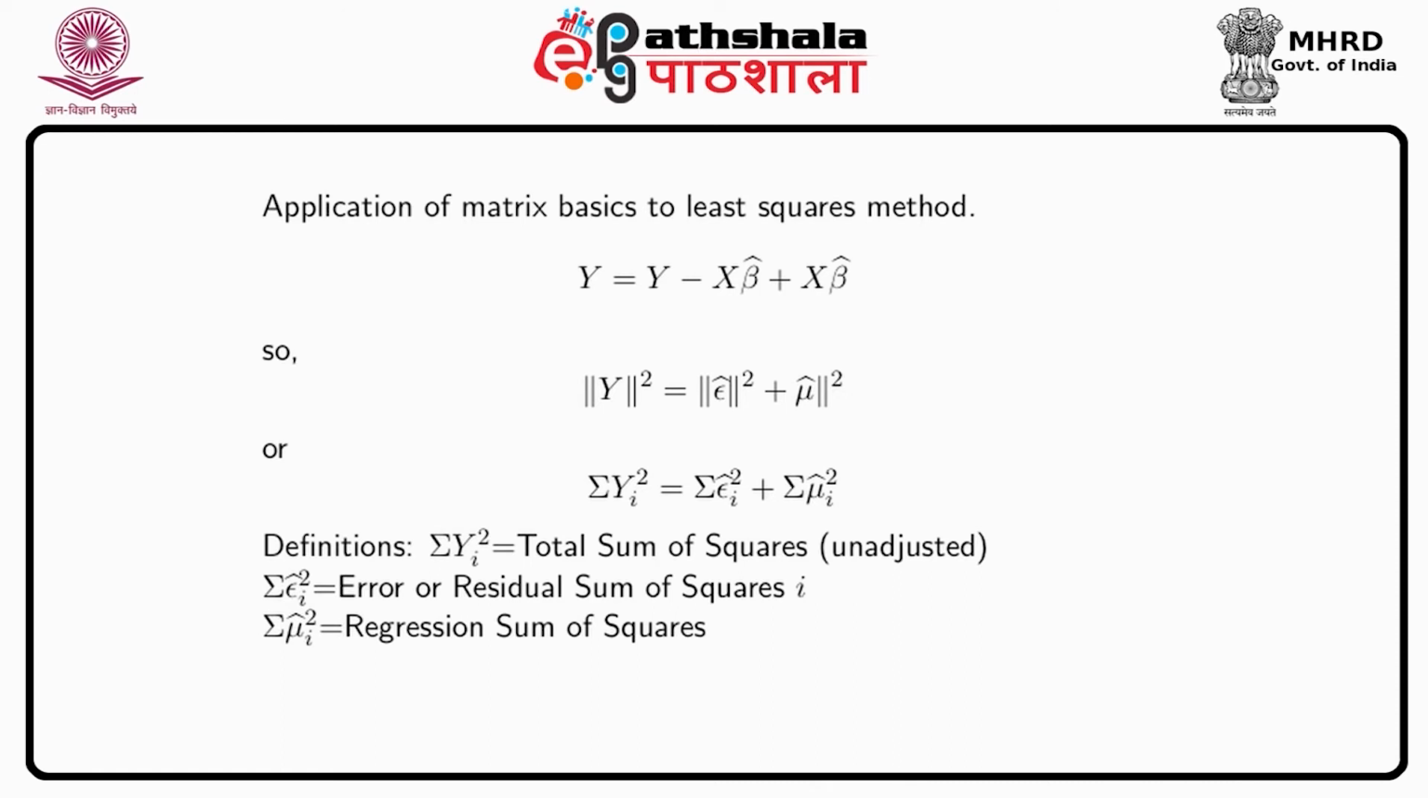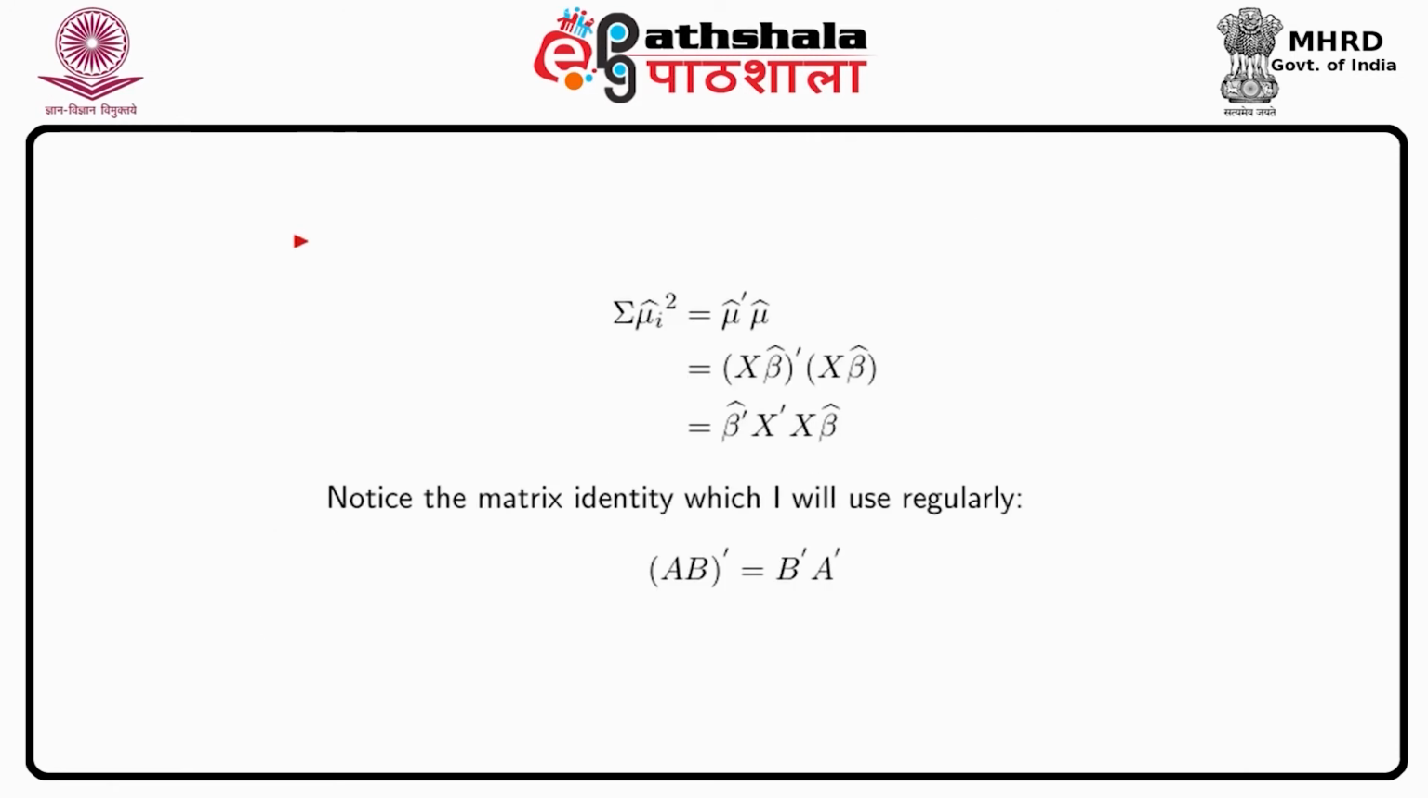So summation yi square equals summation epsilon i hat square plus summation mu i hat square, where by definition summation yi square is the total sum of squares for the unadjusted values of the response. Summation epsilon i hat square is the error or residual sum of squares, and summation mu i hat square equals the regression sum of squares. Now, an alternative formula for the regression sum of squares can be found on the next slide, as we derive it in terms of x and beta.